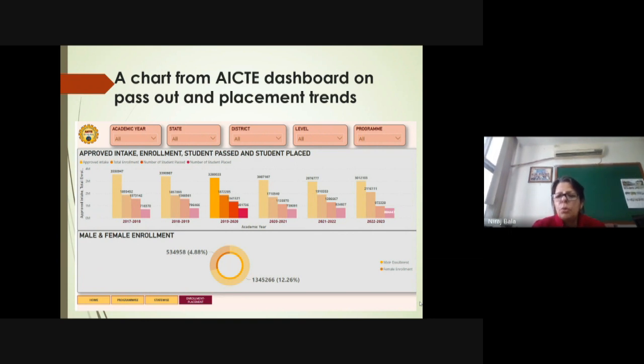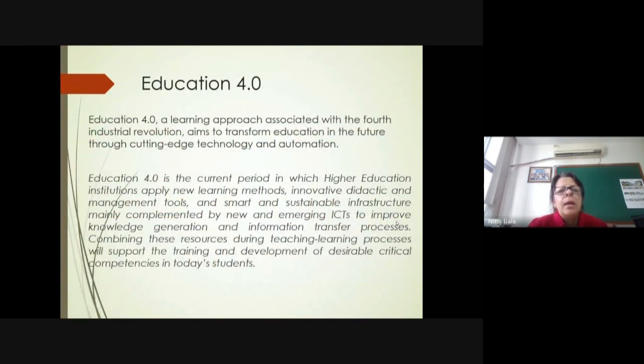I think most of you are familiar with this problem. We need to change the education system in some way, so that the placement graph matches the graph of the enrolled, or at least the number of students who have passed. Now coming back to our topic.